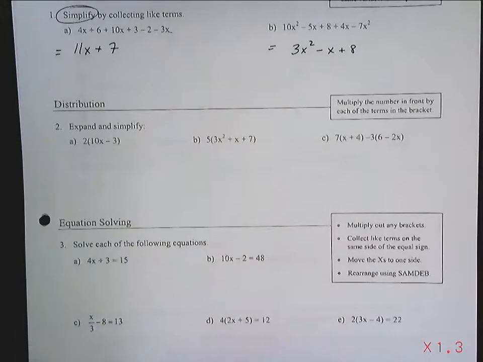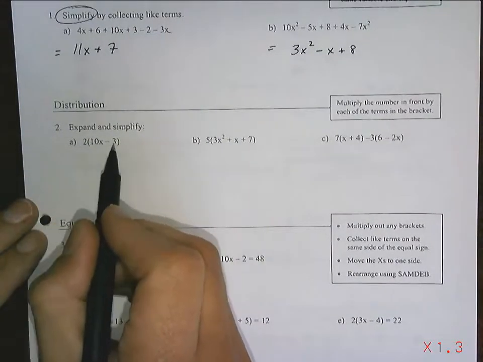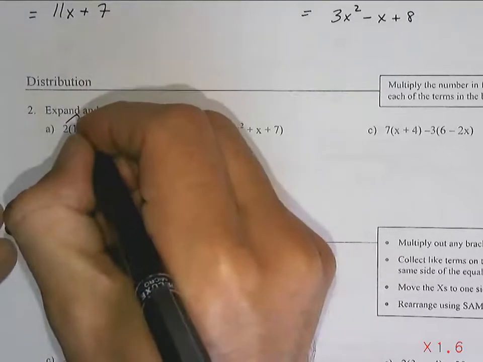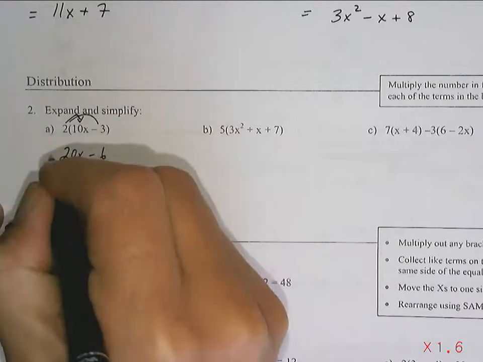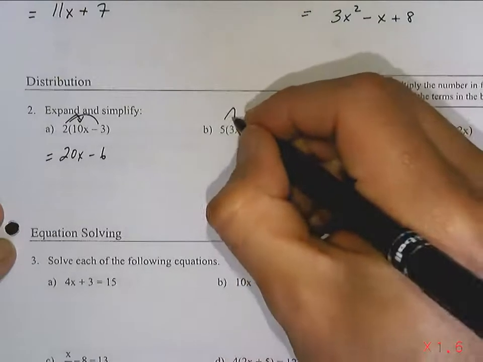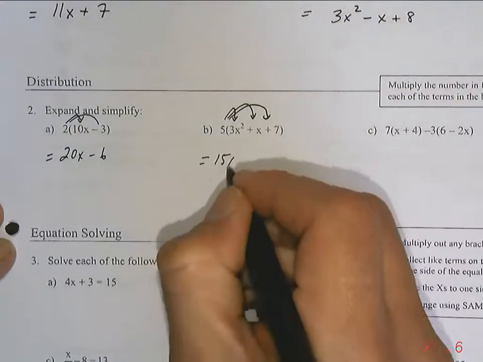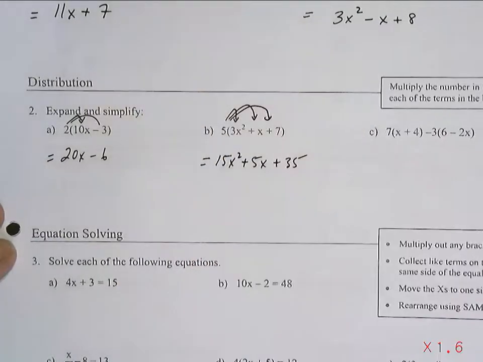Distribution. So this is the distributive property. This is where this 2 is outside a bracket, and that 2 means that we're going to multiply everything inside the bracket by the 2. So it's going to be 20x minus 6. Done. The next one. The 5 is going to go to all 3 things inside the brackets. 15x squared plus 5x plus 35.